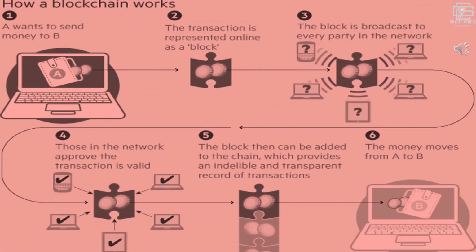Now we will try to understand the blockchain mechanism through a picture. Suppose A wanted to remit funds to B. The transaction is included in a block, then the block is propagated to every node in the blockchain network. Then nodes approve the transaction and make it valid. The block is then added to the main chain, which is now an immutable and transparent record of transactions. And finally, B gets the money from A.